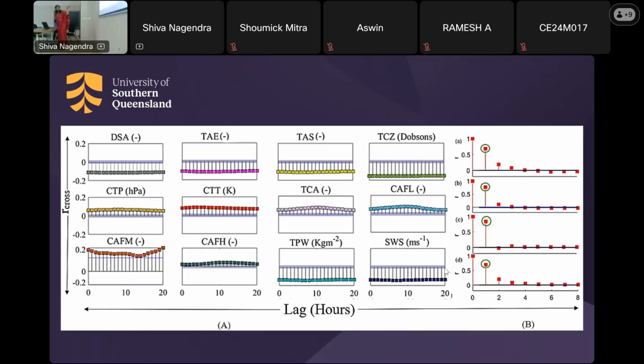So this is the cross correlation, and that one is the partial autocorrelation. If you are forecasting 1 hour, I take 1 lag. If you are forecasting 1 day, 24 hours, I take 24 lags.